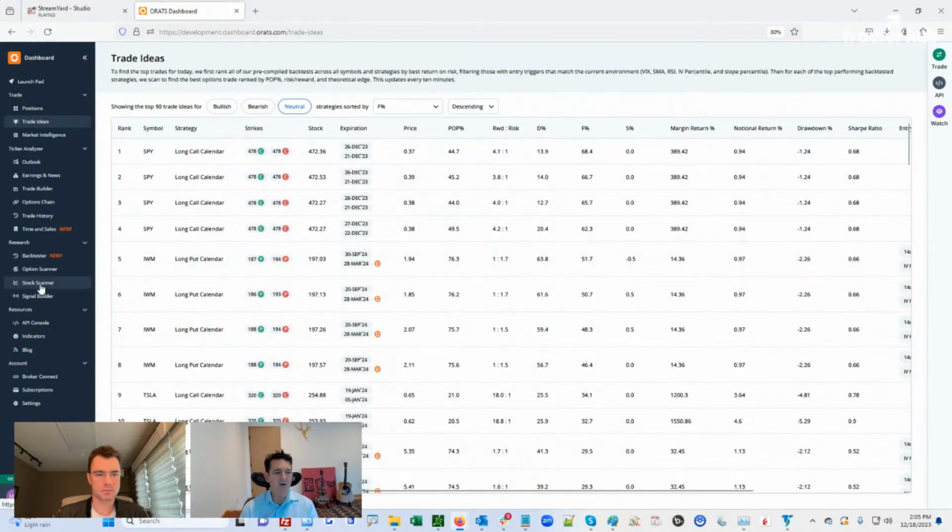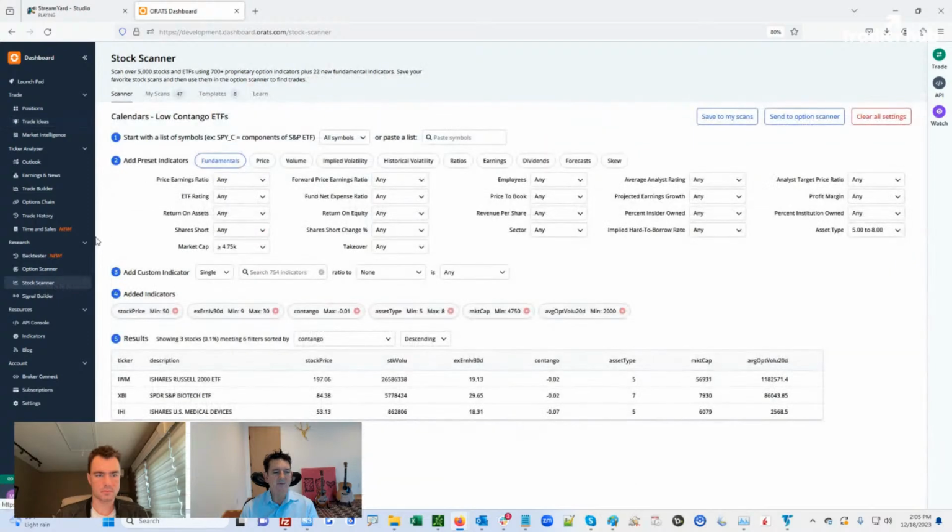So another thing we could do is go find the best stocks or ETFs for a calendar. When you're doing a calendar, you're buying the back month and you're selling the front month, and you want to sell kind of a high front month compared to the back month.